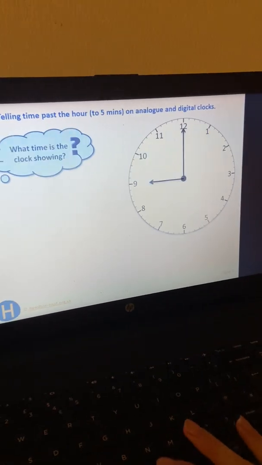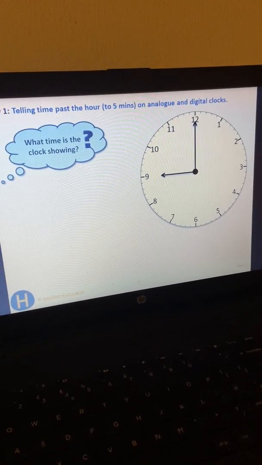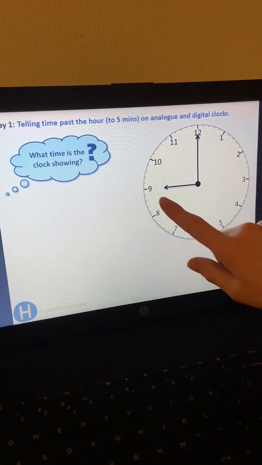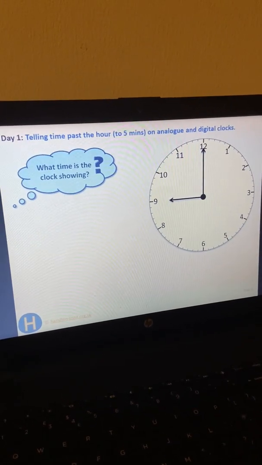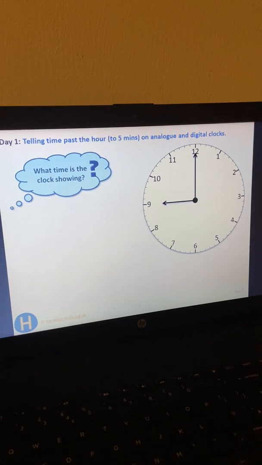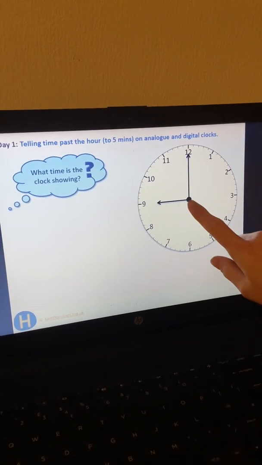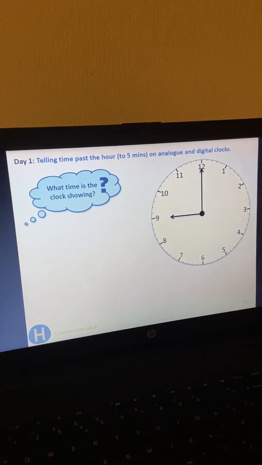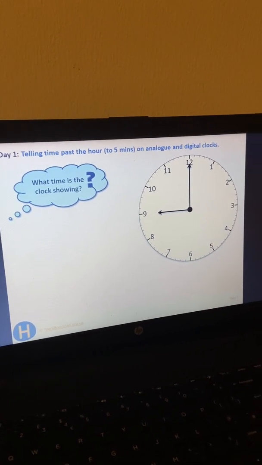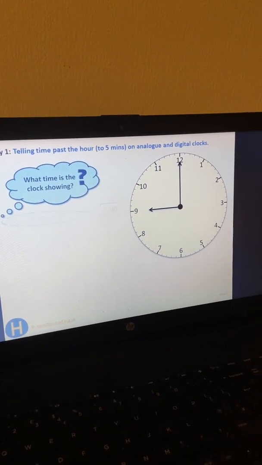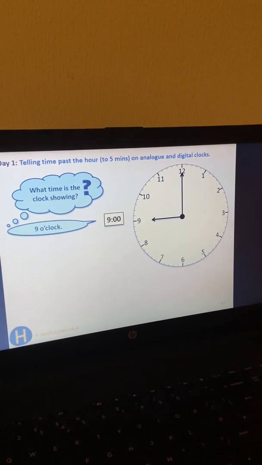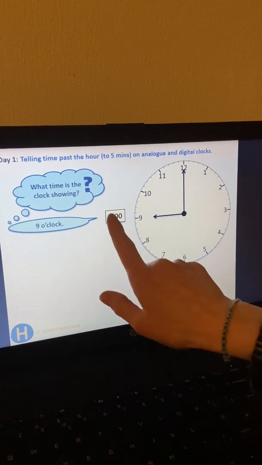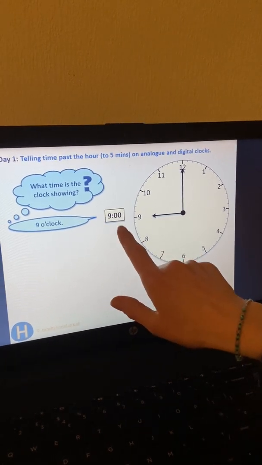Okay, so what time is the clock showing at the minute? So this is the minute hand and this is the hour hand, okay? So you want to be looking at the hour hand first, which is the shorthand. So the shorthand is pointing at 9, so it's 9 and it's pointing at o'clock. So what time do you think it is? That's right, it's 9 o'clock, which can be written as 9 o'clock or, digitally, 9.00.